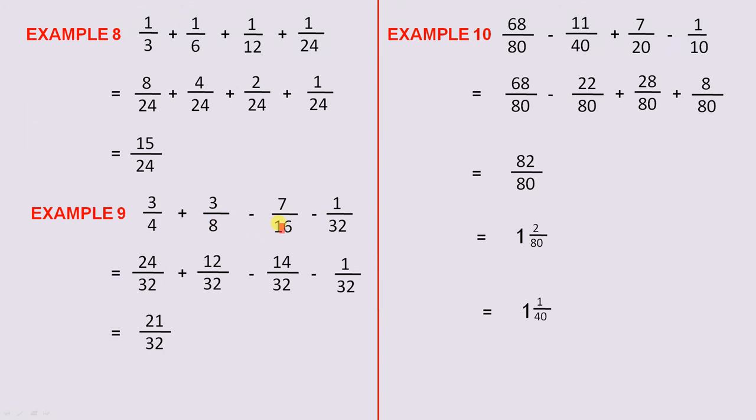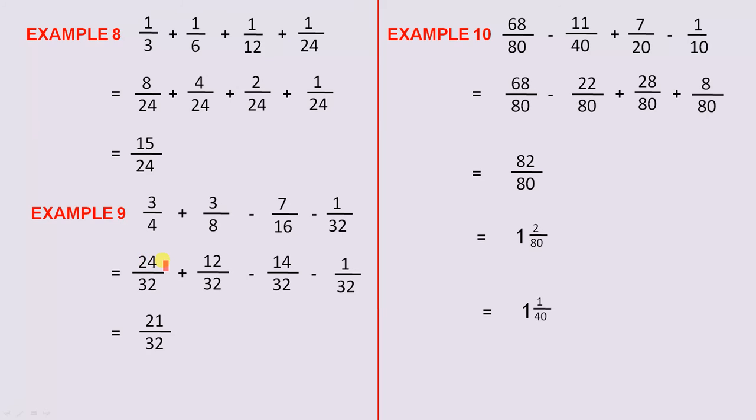Those 3 denominators here need to be changed to a 32. To change this denominator to a 32, multiply top and bottom by 8. That gives us 24 over 32. To change this denominator to a 32, multiply top and bottom by 4. That gives us 12 over 32. And to change this to a 32, multiply top and bottom by 2. That gives us 14 over 32. And that remains as 1 over 32.